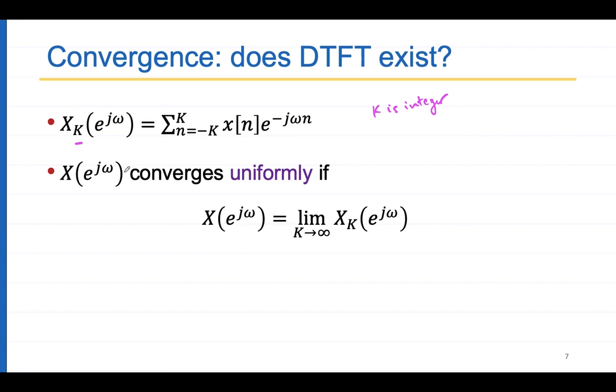Now the DTFT X(e^{jω}) is said to converge uniformly, this new term, uniformly, if X(e^{jω}) is the same as the limit as K goes to infinity of X_K(e^{jω}). If this limit exists, then this is called uniform convergence. X(e^{jω}) is said to converge uniformly.